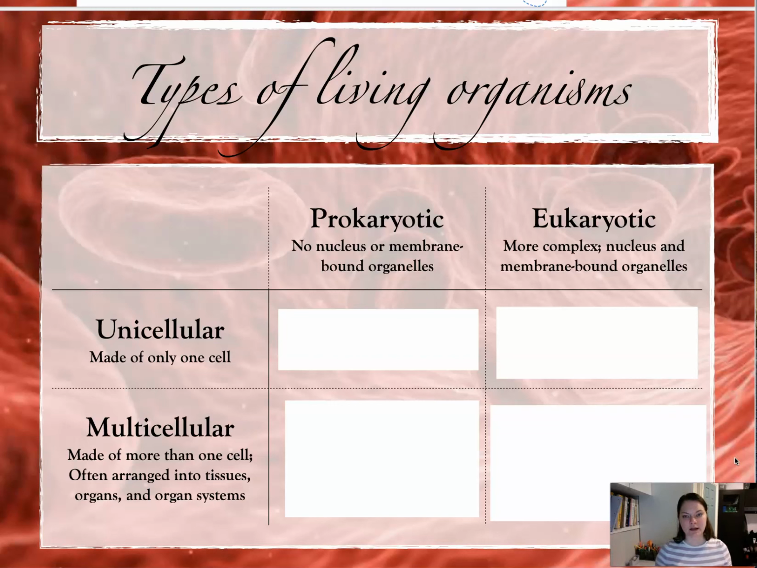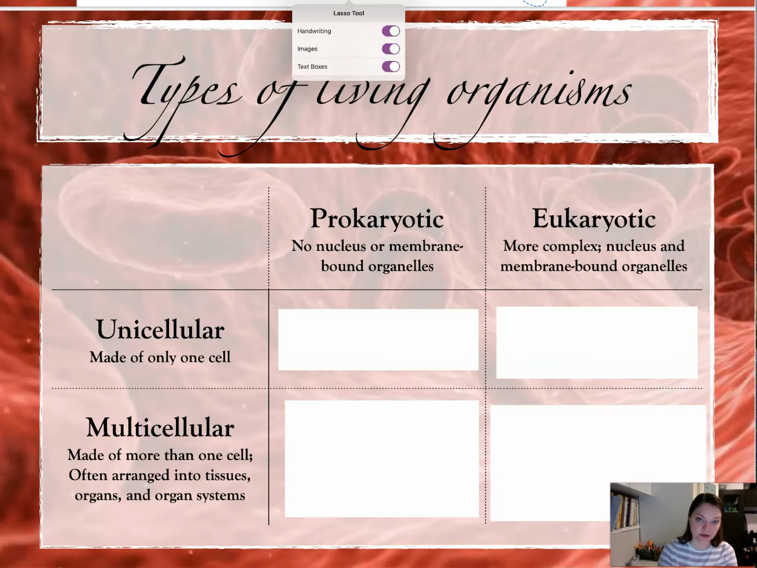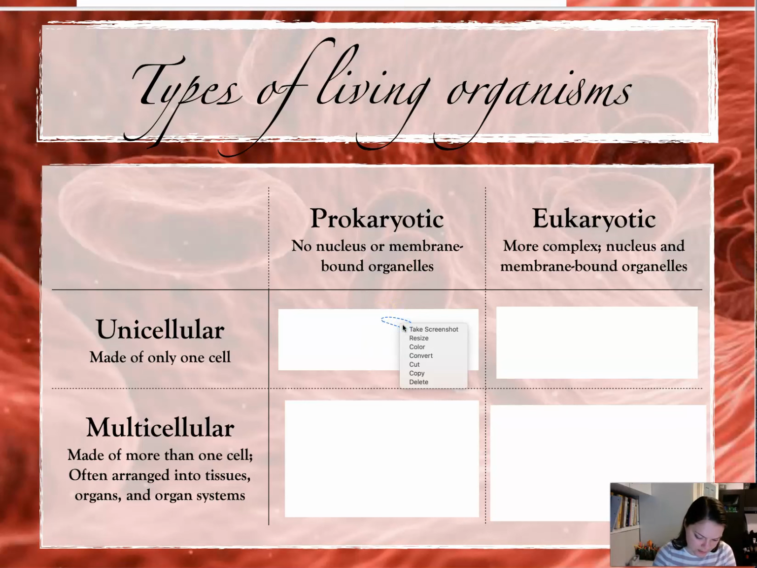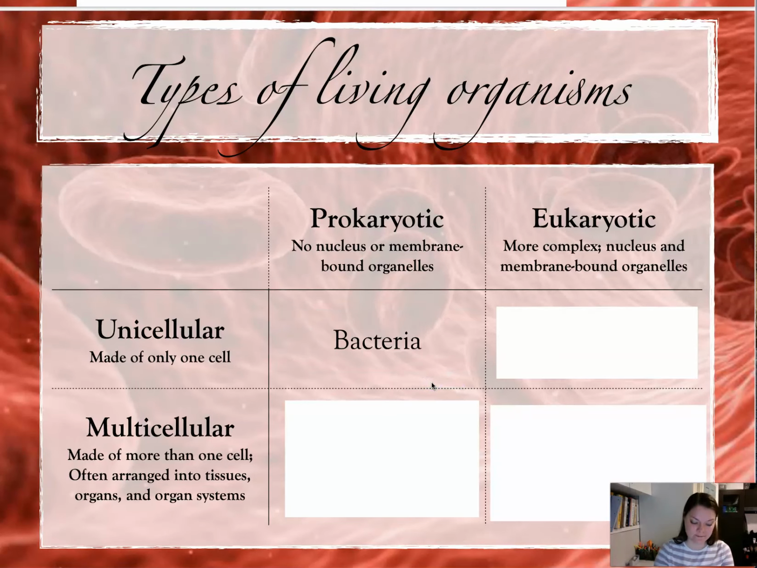Also, while we're at it, a quick reminder about prokaryotic versus eukaryotic. Prokaryotes do not have membrane-bound organelles, whereas the eukaryotic do. So with all of that in mind, let's see if we can remember what our examples are of unicellular prokaryotes and eukaryotes. For our unicellular prokaryotes, that's a pretty easy one. That is going to be our bacteria.